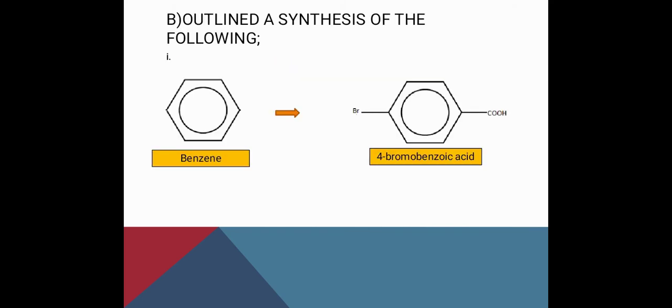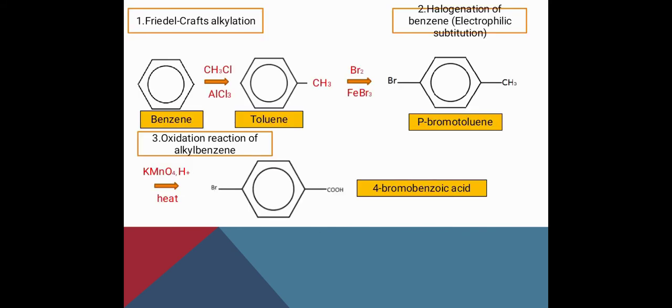Okay, now for question b, outline a synthesis of the following. For 1 Roman, benzene to 4-bromobenzoic acid. Firstly, Friedel-Crafts alkylation. Benzene will react with chloromethane in the presence of a Lewis acid, which is AlCl3, as the catalyst. So, the product will be toluene.